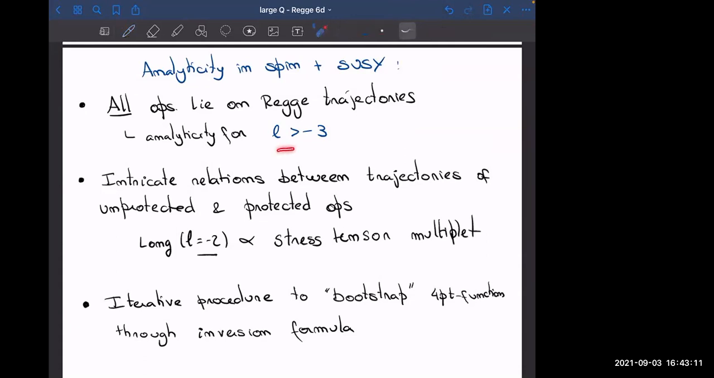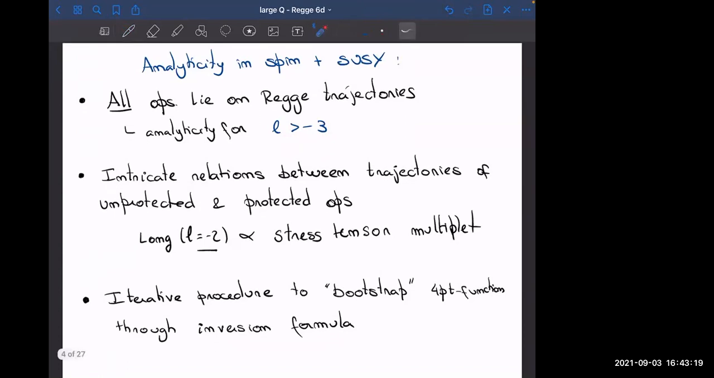And once again, because this whole thing works for any spin, the inversion formula, which I will now introduce, gives us a way to use some iterative procedure to bootstrap the 4-point function: start with some trial spectrum, invert, see what we get, plug the result back in, and repeat this procedure to see if a fixed point is hit. So this is what I will end by showing some preliminary results on.